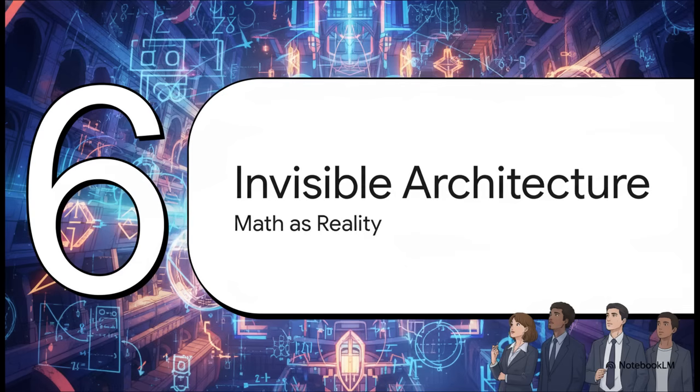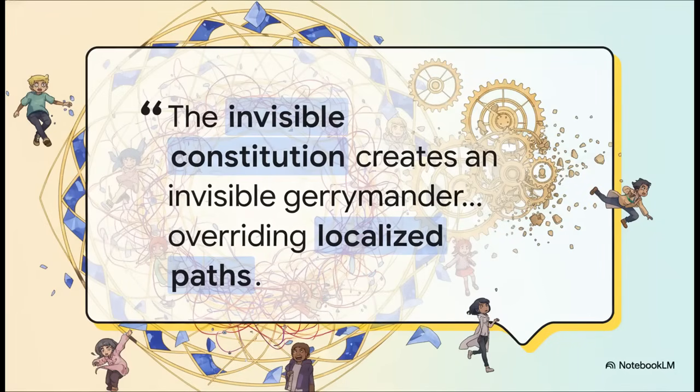Let's bring this whole journey full circle now. Why does all this super abstract math actually matter to us? Well, because these rigid rules might just dictate our actual macroscopic reality. As highlighted in our sources on the personas of arithmetic, there's this quote: "The invisible constitution creates an invisible gerrymander, overriding localized paths." Now, what does that mean?